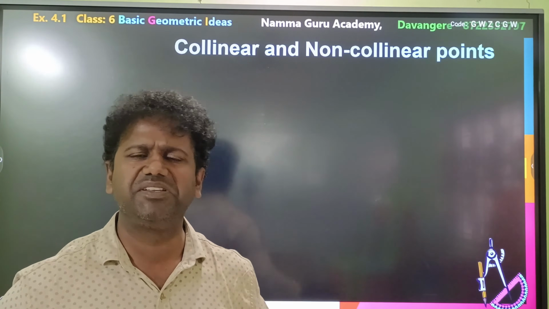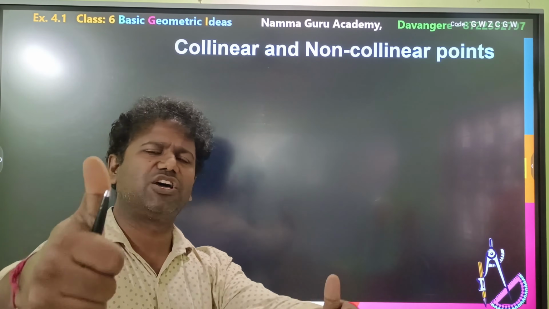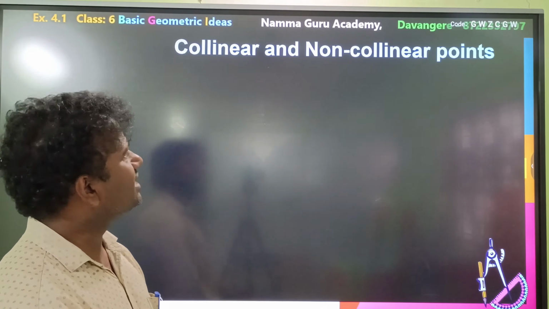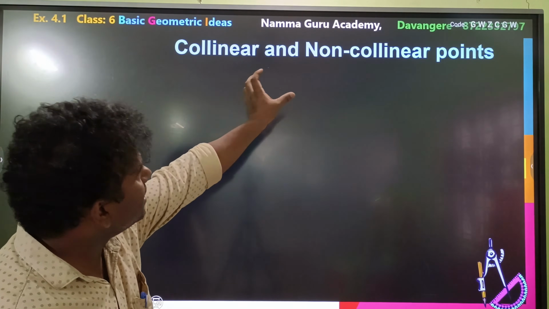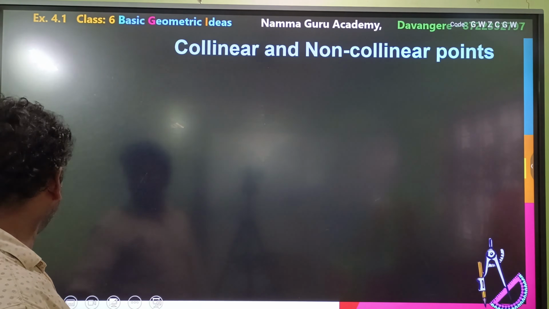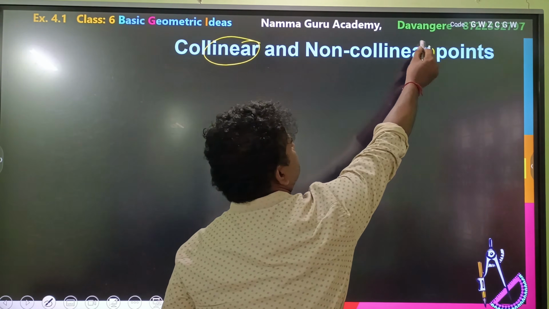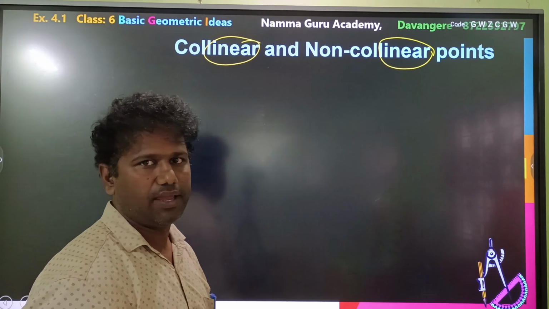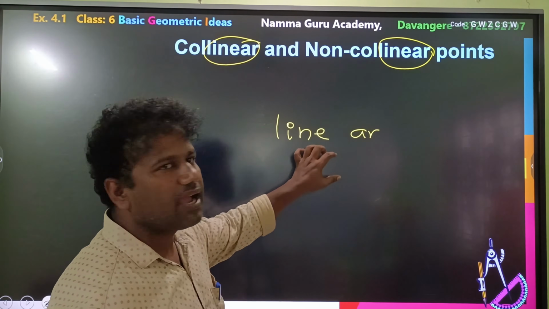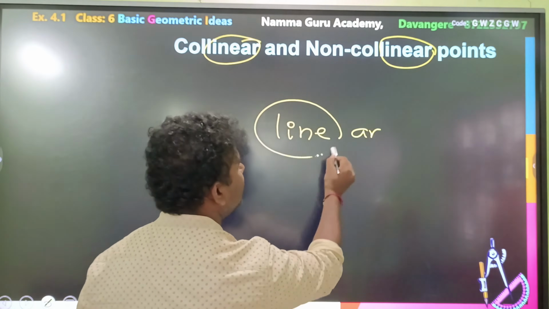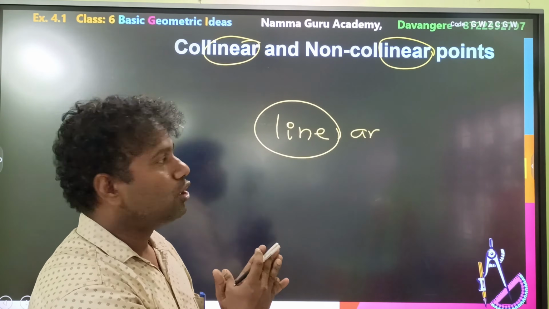After understanding all these basic concepts, you need to understand one more basic concept by which you will be completely thorough to solve the first exercise easily. That is collinear and non-collinear points. In both the words, you can find one basic term, that is linear. Okay, what do you mean by linear? Intentionally I have written like this. Here line is there, means linear means related to line.